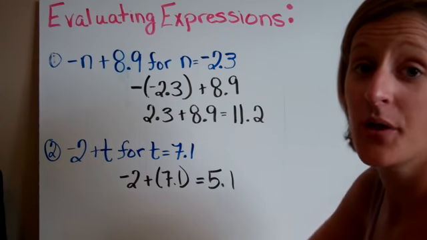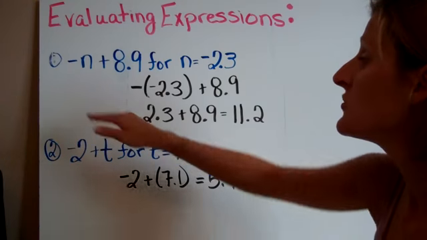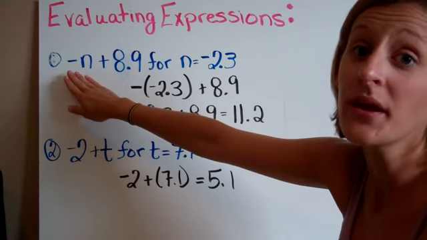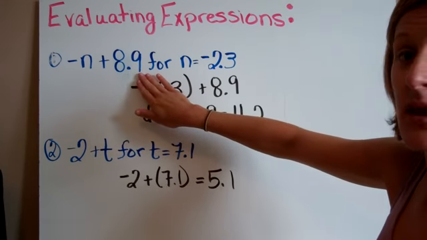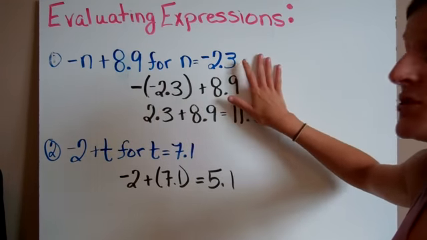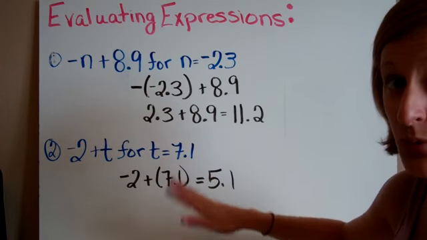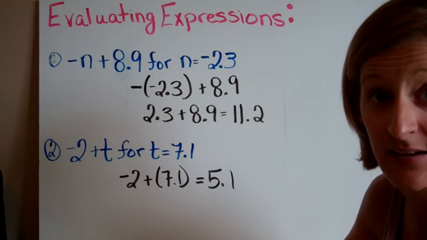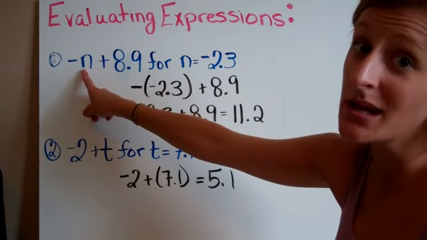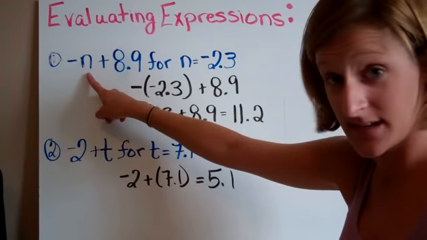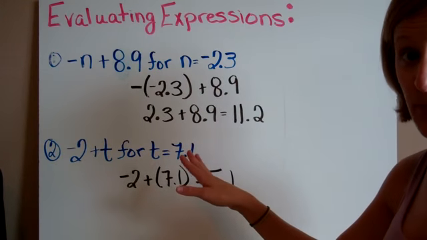Now, we will also be evaluating expressions using positive and negative numbers and adding them. So in this first example, I've got negative n, or we sometimes call that the opposite of n, plus 8.9 for when n is equal to negative 2.3. Now remember, when I plug in a number for a variable, I put in parentheses so I don't get these negative numbers mixed up. Because if you notice, I have the opposite of n. That doesn't mean n's negative, it means the opposite of n. So the opposite of negative 2.3, not just negative 2.3.